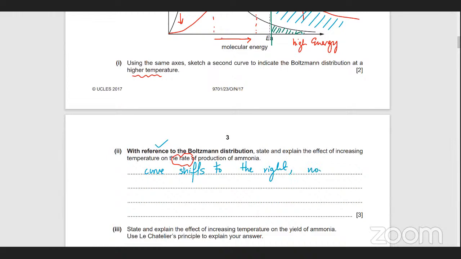So the number of particles having energy greater than activation energy increases. So you have more successful collisions now.